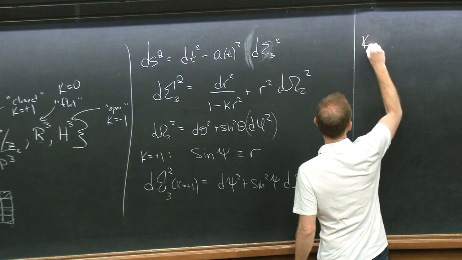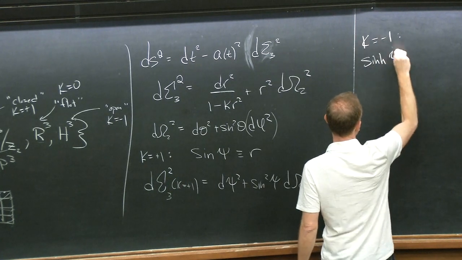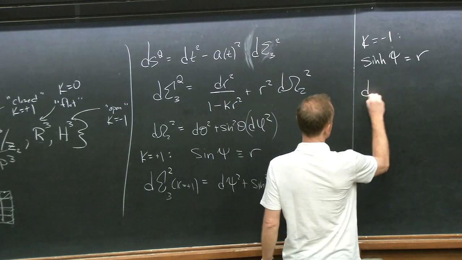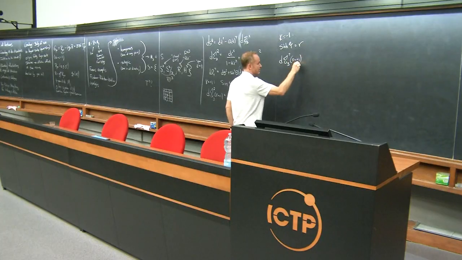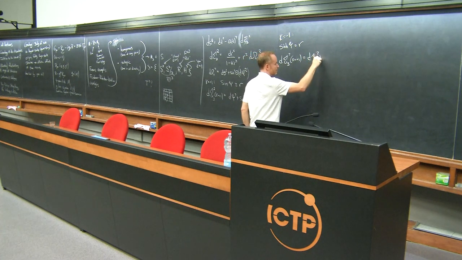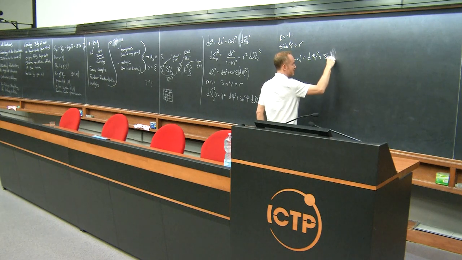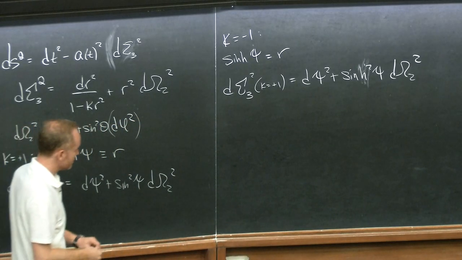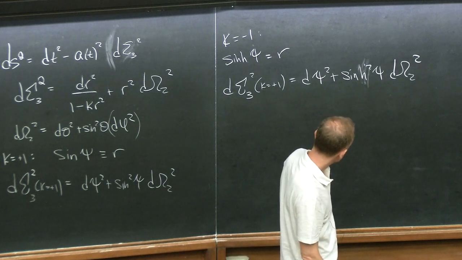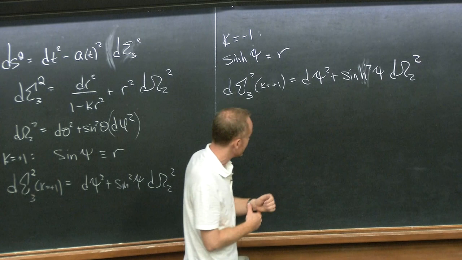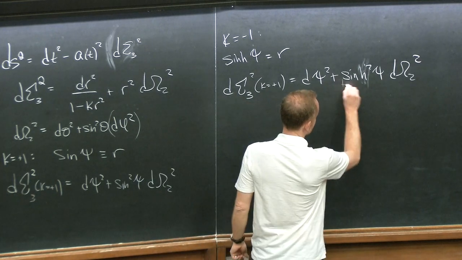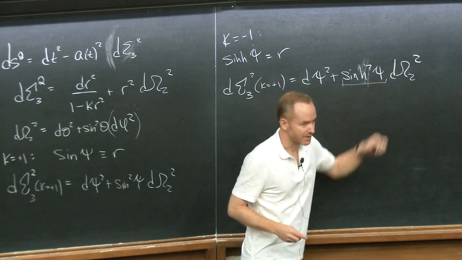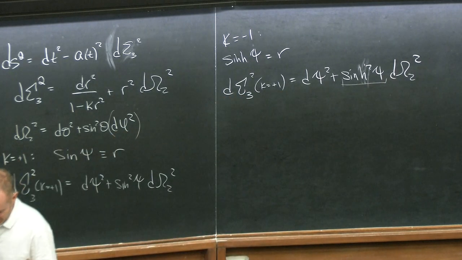If k is equal to minus 1, then we can define sinh of psi equal to r. And this becomes a plus, and the metric becomes hyperbolic sine. So now you can see this fact that I mentioned, that areas and volumes grow the same at large psi bigger than about 1. So this grows exponentially with psi for large psi. So the size of the two spheres here grows very rapidly as psi increases. Okay, so that's hyperbolic space.